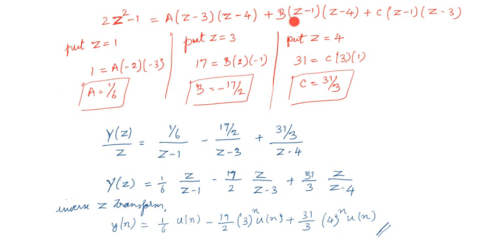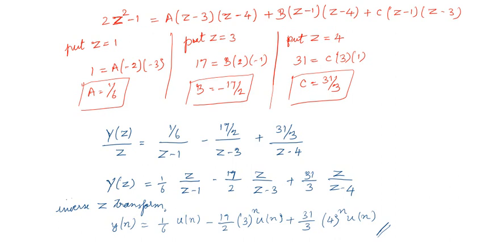Next, to find b, I have to cancel a and c. If I put z equal to 3, 3 minus 3 is 0, so a and c will become 0. So I can obtain b. B is minus 17 by 2. Similarly, to find c, I will cancel out a and b. So z minus 4 is there for both the terms. So z equal to 4, this term will become 0, so a and b will become 0. So we have only the c term.